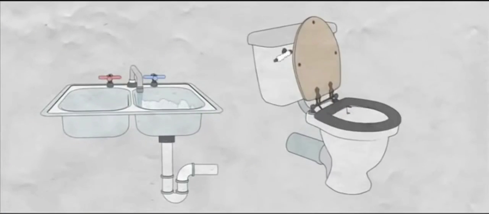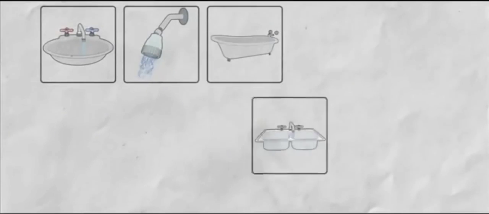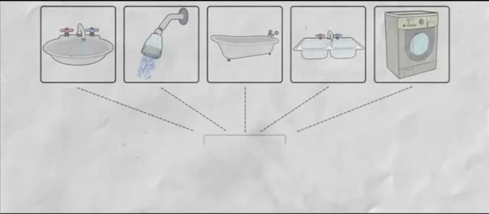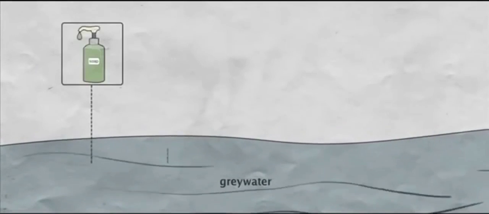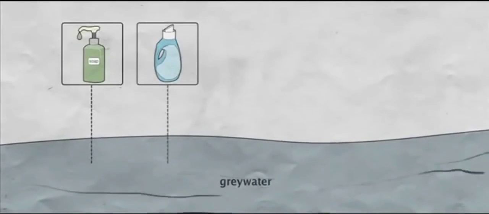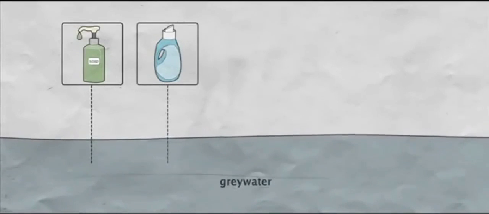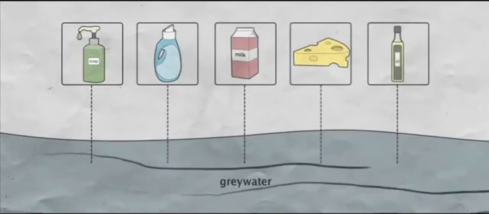Sewage. Every time we wash something or flush the toilet, we create wastewater. Wastewater from sinks, showers, baths, kitchens and washing machines is called grey water. Usually grey water will contain household chemicals like soap and detergents, and easily degradable organic materials like fat and oil.